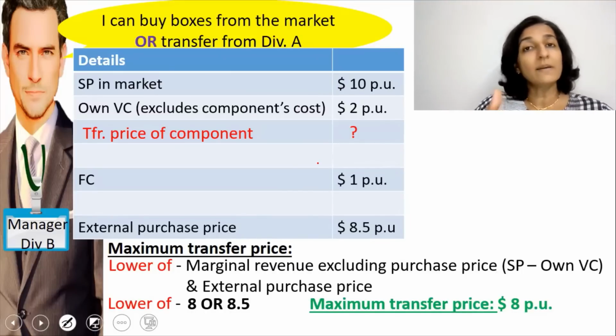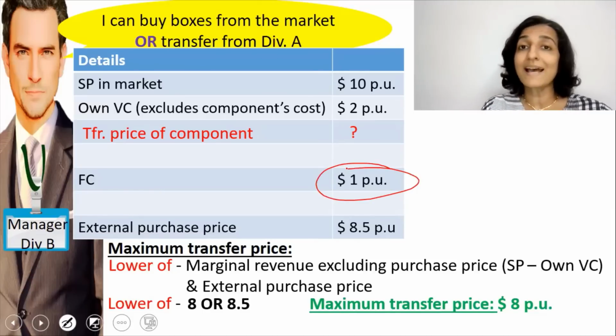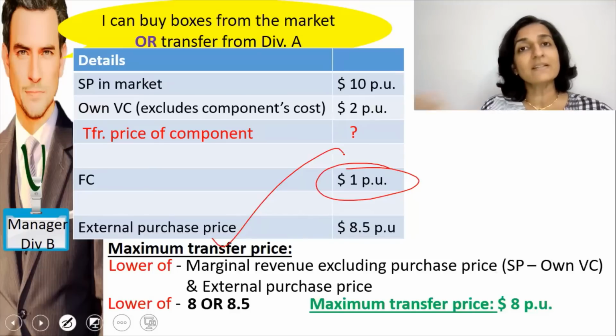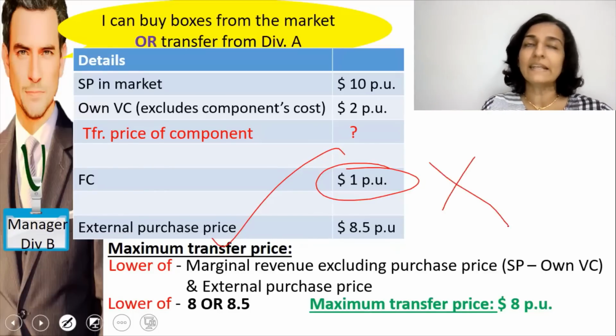Now you might wonder, there might be companies where fixed cost has to be considered. Agreed. But this is just the maximum transfer price. It is not the final transfer price. So you're just establishing a range in which we can make negotiations. So that is why fixed cost is completely ignored.